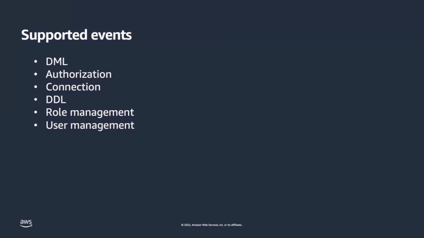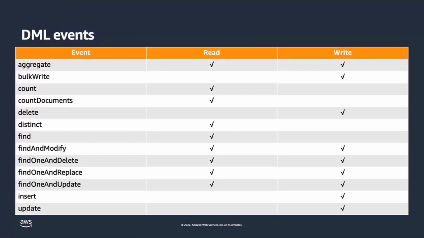So as I mentioned earlier, auditing is going to send logs for these six types of events, which we'll drill into a little more in depth here. These are all the DML events. If you remember, there was DML read and DML write. These DML events are the various CRUD operations performed on the data in the database. Some are read only, like count and find, and some are write only, like delete, insert, or update.